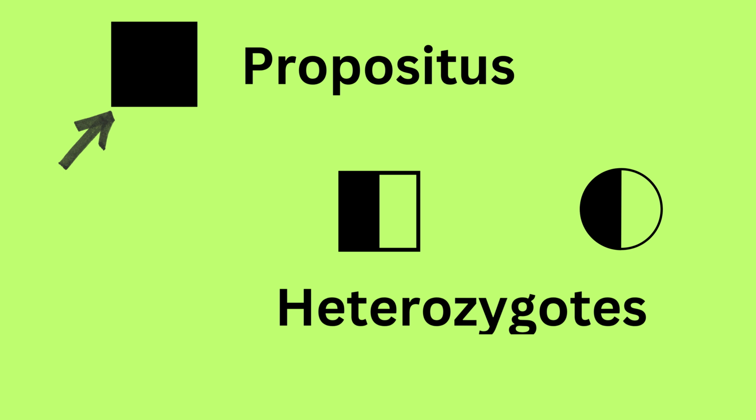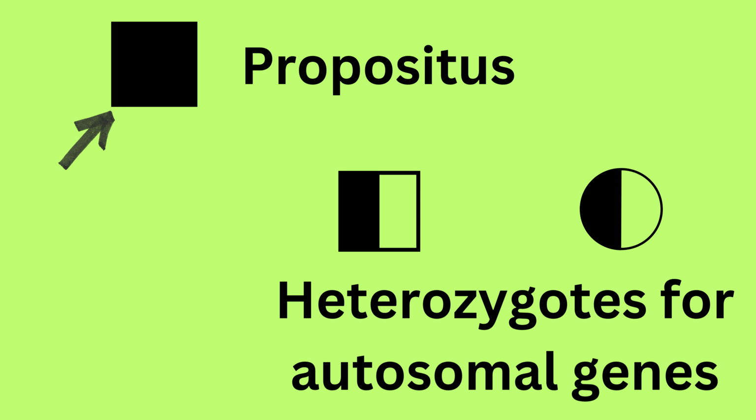This covers 2 more important symbols. The first is the propositus. This is the individual who first brings the family's genetic condition to the attention of the doctor or geneticist. The propositus is shown by an arrow pointing directly to their symbol. In this case, it's an affected male. Below, we have individuals who are heterozygotes, also called carriers. This means they do not show the trait themselves, but they carry 1 copy of the gene that can pass it on. They are shown with their symbol, a square for male, a circle for female, half-filled or divided.